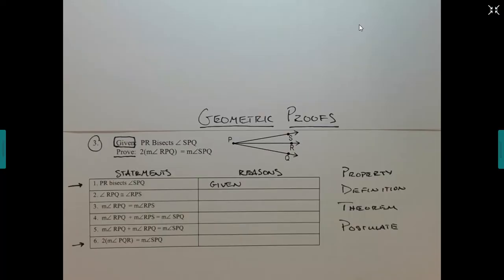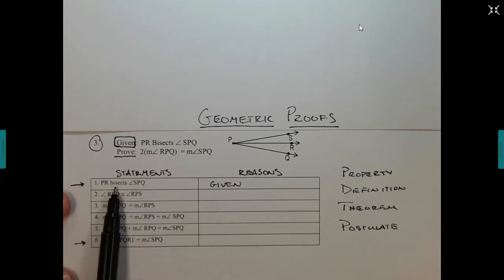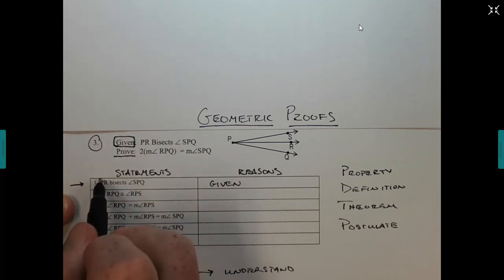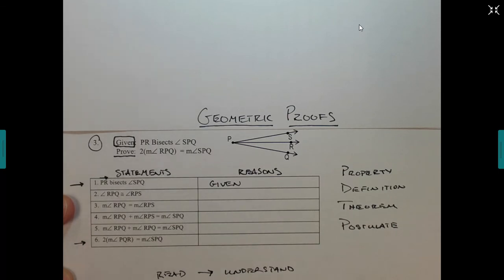So we want to walk through it and look at some of the mental jogging that you need to do. What I would really recommend, make sure you read step 1. It's very important that you read the statements and you do your best to try and understand what's being said. Even though we know the reason for step 1 was a given idea, let's try and see if we can understand it. PR, they actually meant ray PR. If you look up here, ray PR bisects.